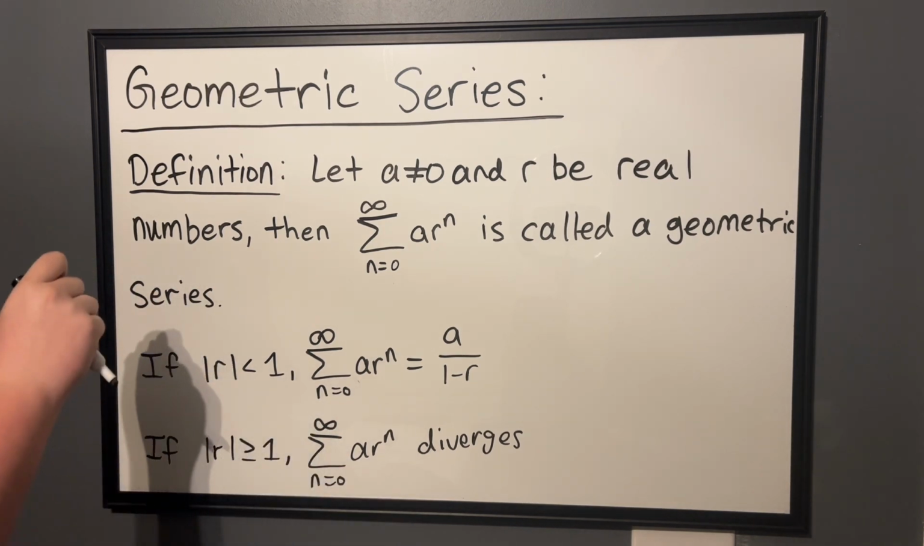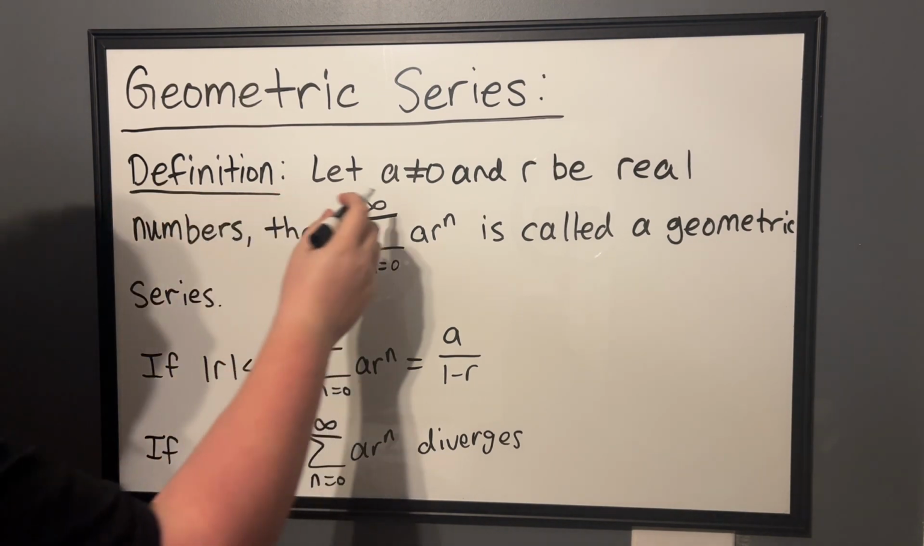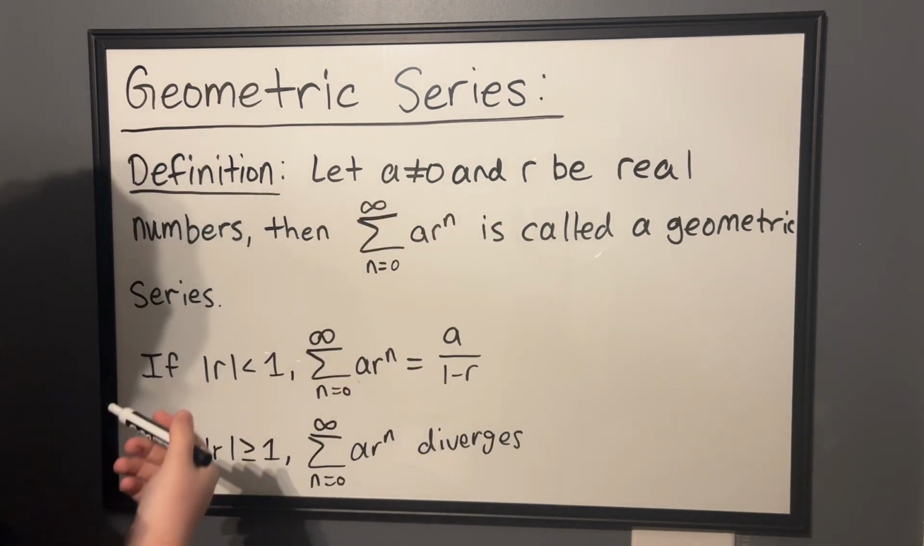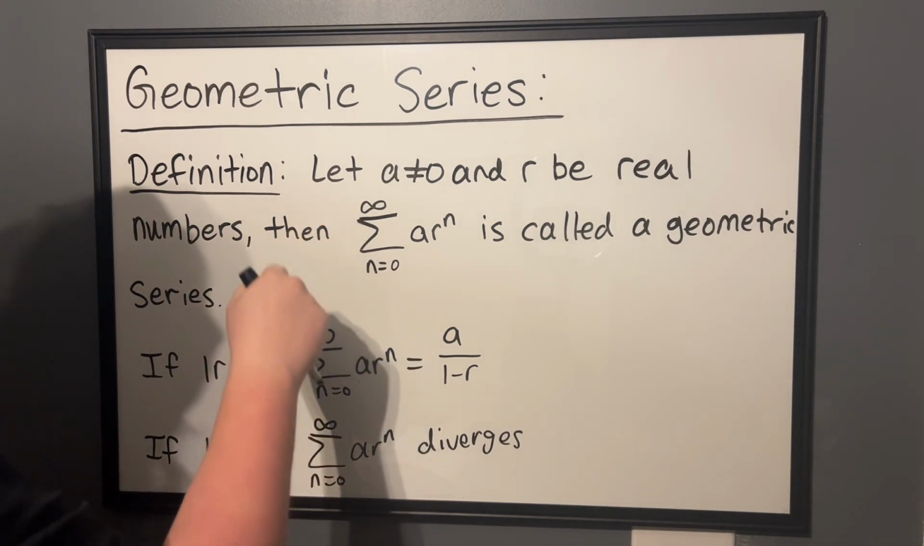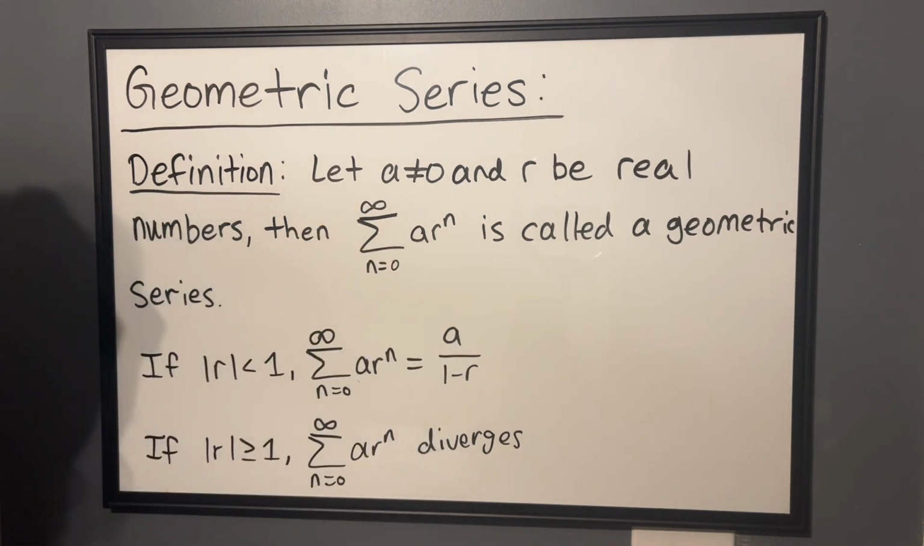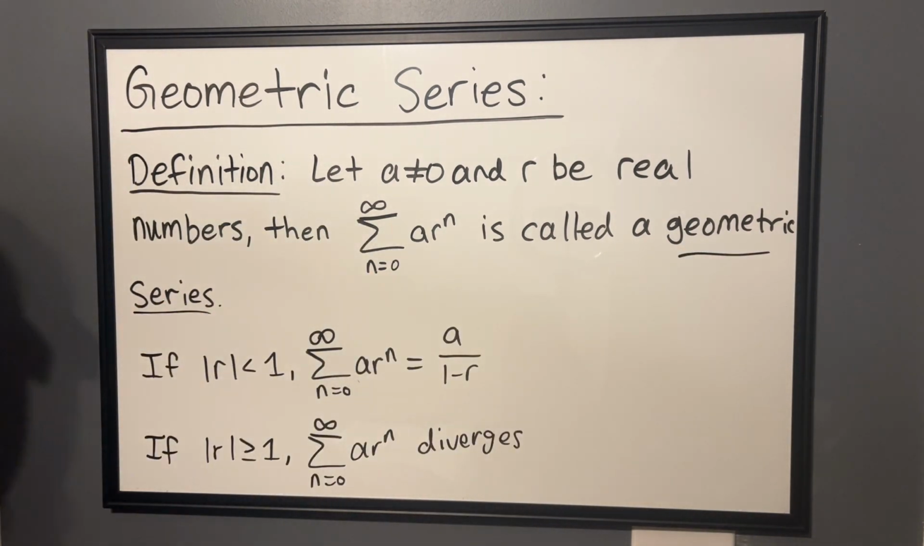So we're going to start with the definition of a geometric series. It says, let a not equal 0 and r be real numbers. Then in that case, the infinite series from n equals 0 to infinity of a times r to the n is called a geometric series. So that is the formal definition of the geometric series.